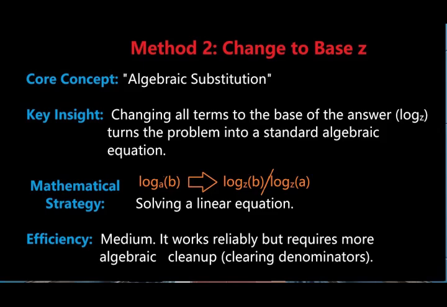For method 2, the core idea is algebraic substitution. The key insight is this: by converting all logarithms to base z, the base we ultimately care about, we turn the problem into a straightforward algebraic equation. The mathematical strategy is simple. Solve a linear equation that emerges from the substitution. This method is moderately efficient. It works reliably, but it requires more algebraic work, such as clearing denominators and simplifying expressions.